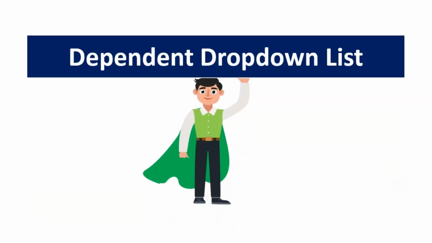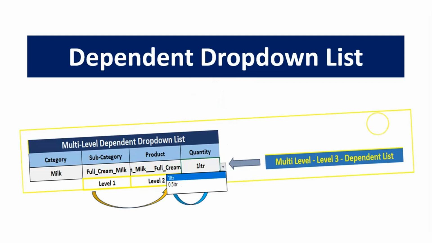In this session, we will discuss dependent drop-down lists. So, what is a dependent drop-down list? The picture shown here tells us that Excel can help us in creating multi-level dependent drop-down lists. Depending upon what category a user selects, the options for the subcategory are updated accordingly. Similarly, basis the product which the user selects, the quantity options or values are updated accordingly.